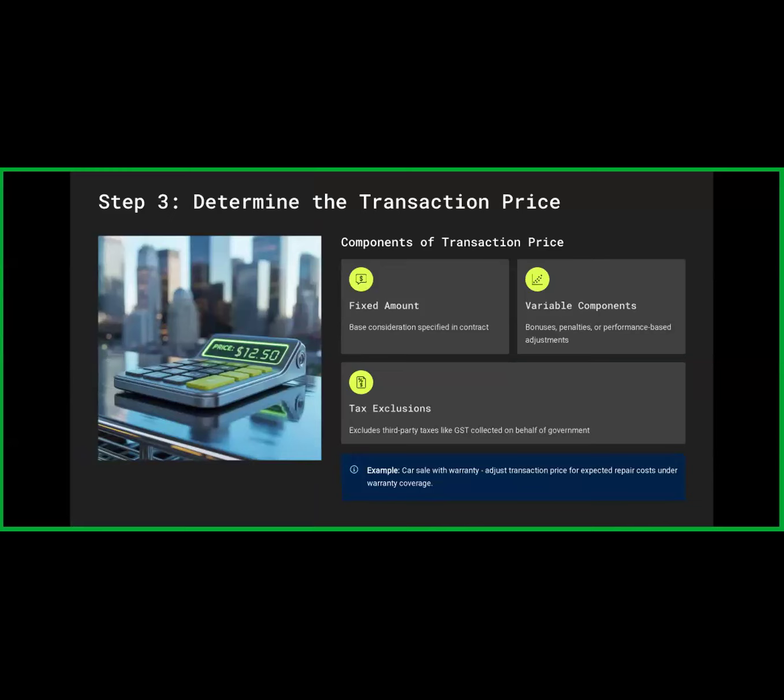Okay, so what are the different components of the transaction price? First one is the fixed price, and second one is the variable components. As I told you in the example, if you take a ticket of any cinema hall, the price of the ticket is fixed. It is not a variable price. It may be 250 rupees, if you consider. So it is the fixed amount or the base consideration specified in the contract.